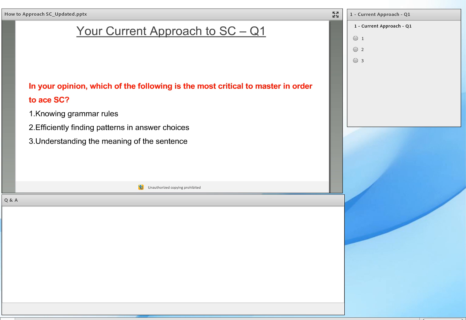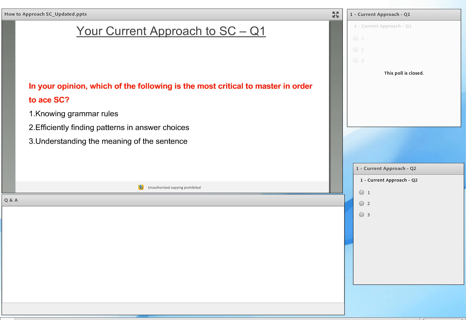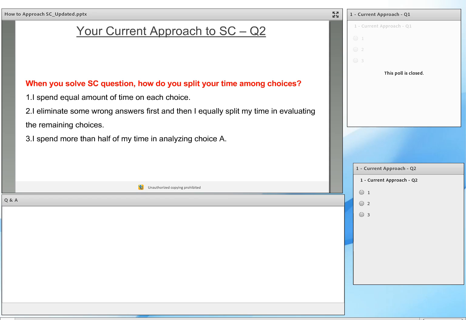All right, let's go to our next question. Now, when you solve a sentence correction question, how is it that you distribute your time among choices? You spend an equal amount of time on each choice, that is 20% of time on each of the choices. You eliminate some wrong answers first and then you equally split your time? Or do you spend a considerably high amount of time analyzing choice A, that is the original sentence?